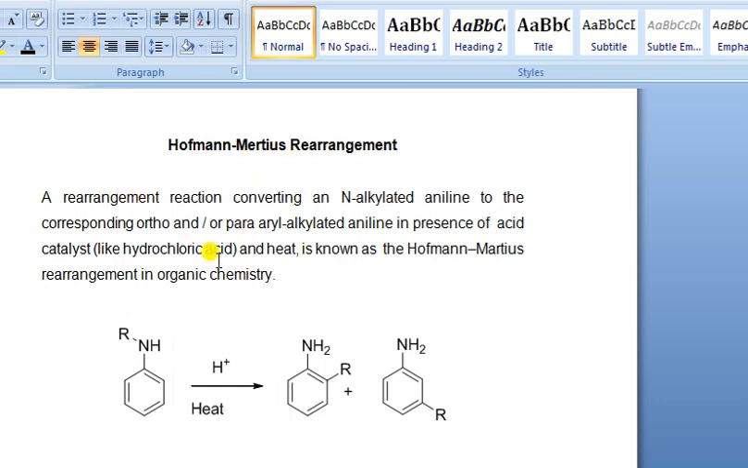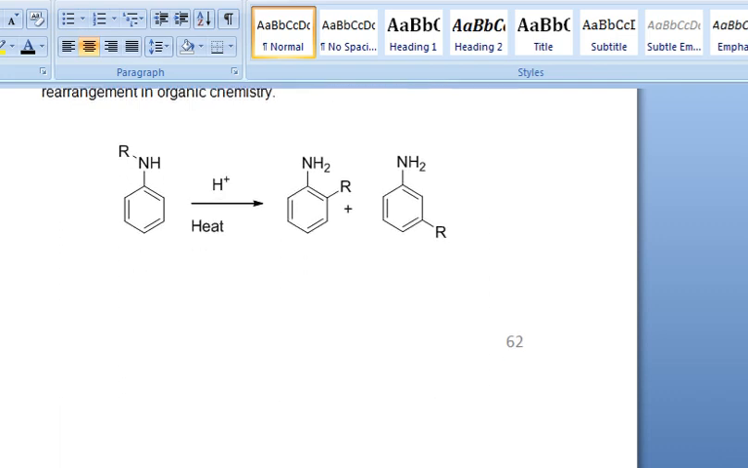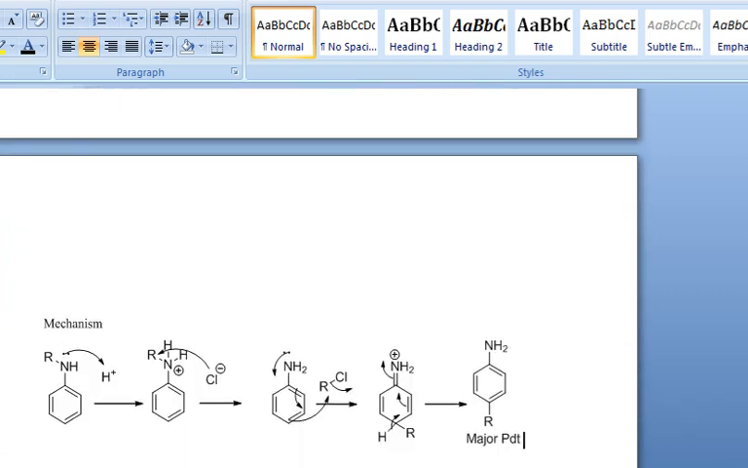So what is Hofmann-Martius rearrangement? Reaction converting an N-alkylated aniline to the corresponding ortho and para alkylated aniline in presence of acid, that is hydrochloric acid, and heat. The reaction is known as the Hofmann-Martius rearrangement in organic chemistry. So this is the reaction, and this is the mechanism of the reaction. So ortho substitution mechanism also you can draw that.